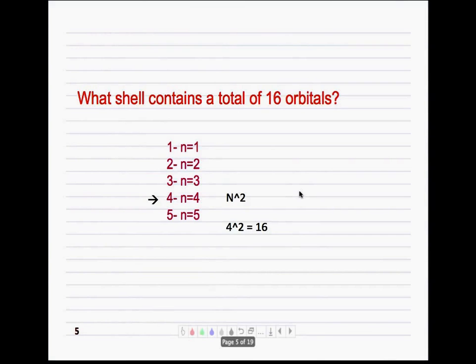So I'm gonna stop it right here and check what you think, guys. I have 4 as 96%. That's very good. Yes, 4 is the right answer. So the total number of orbitals is 16. We know it's n squared. That means the shell is 16, which implies n equals 4. Okay?